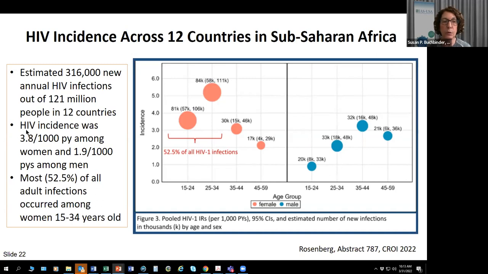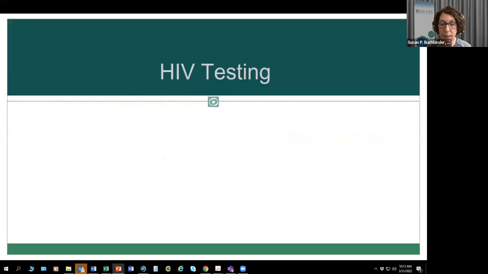The HIV incidence was twice as high in women, 3.8 per thousand person years, as it was in men, 1.9 per thousand person years. And what you can see is that women were at greatest risk in the 25 to 34 year age category, and men at greatest risk in the 35 to 44 year age category. But women age 15 to 34 accounted for more than half of all HIV infections throughout both of these populations, age 15 to 60. That just shows that we need more interventions, particularly for younger women.